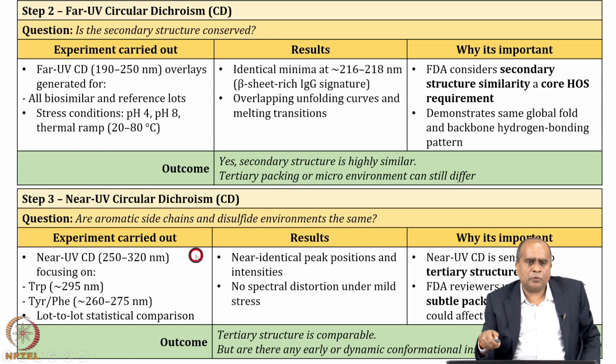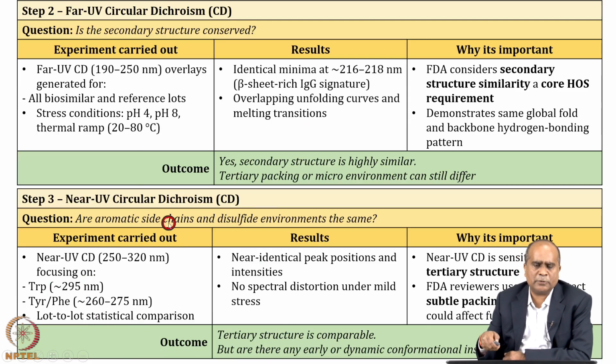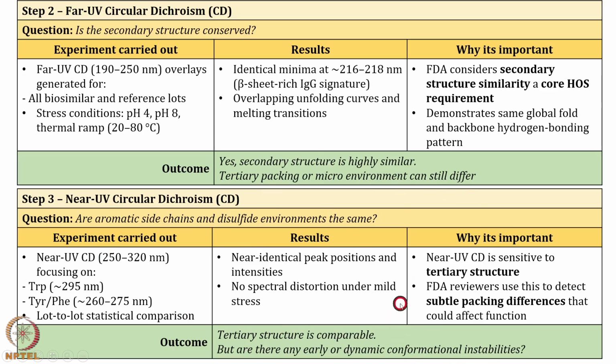The experiment that we are going to do is between 250 to 320 nm, focusing on measuring 295 for tryptophan, and tyrosine and phenylalanine at 262 and 275, and we are doing lot to lot statistical comparison. So, the result is near identical peak position and intensity, no separate distortion under mild stress condition, and then we are confident that we are getting the same tertiary structure. Now, an FDA reviewer used to detect subtle packing differences that may come because of different protein production that we have.